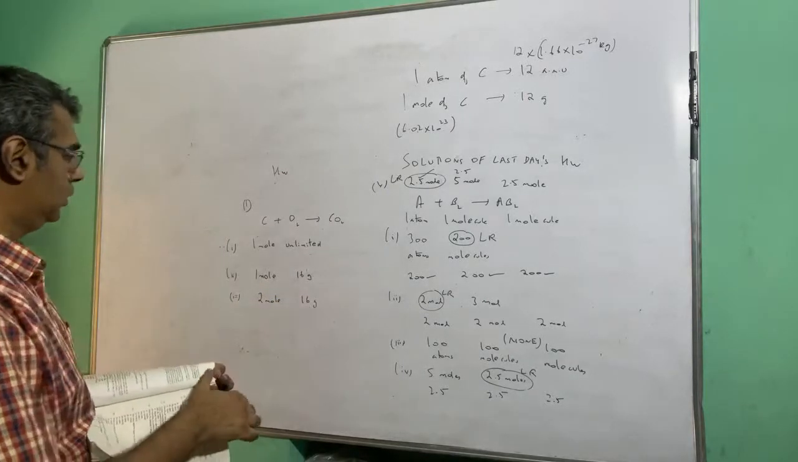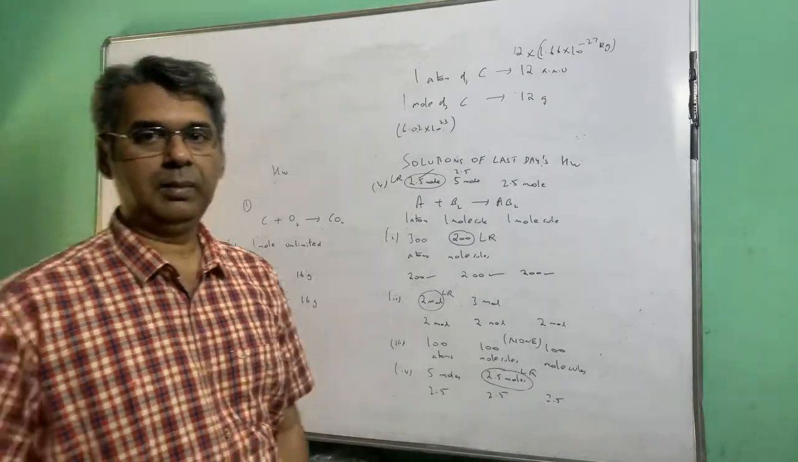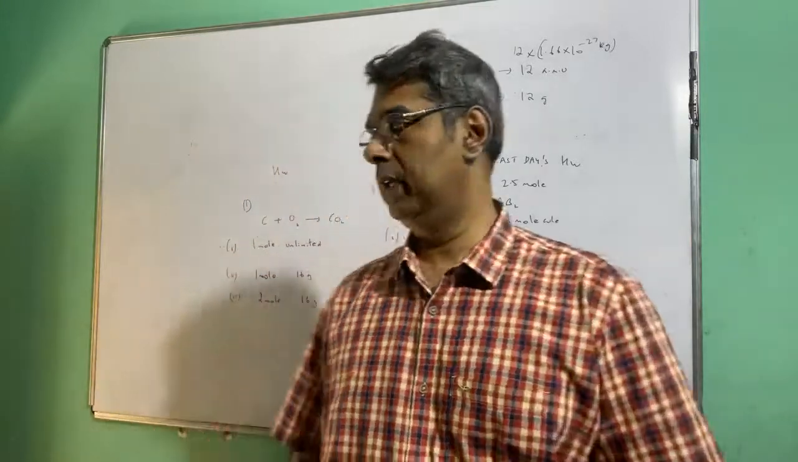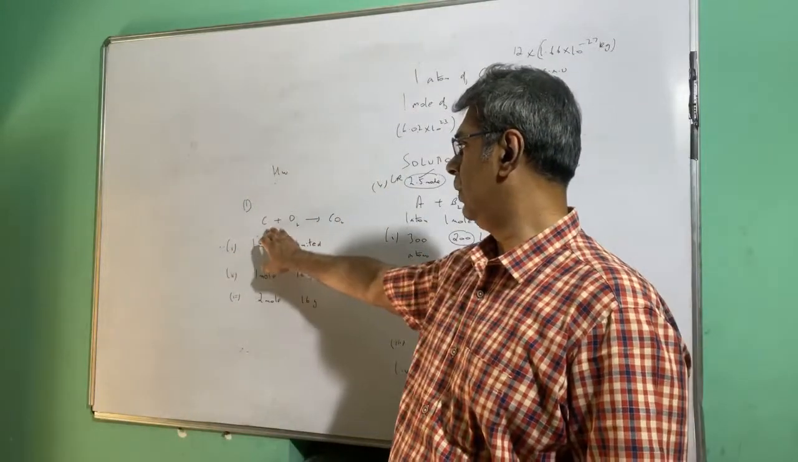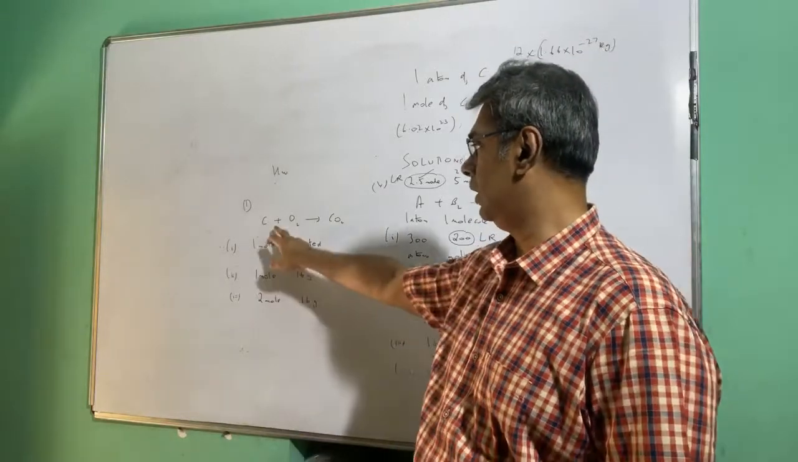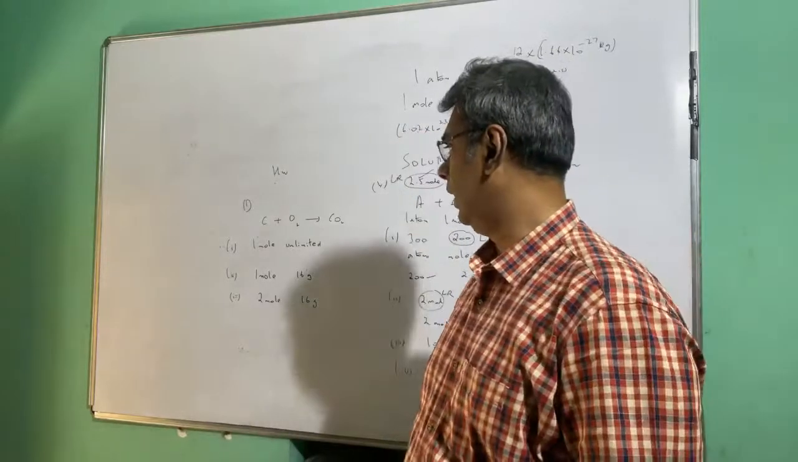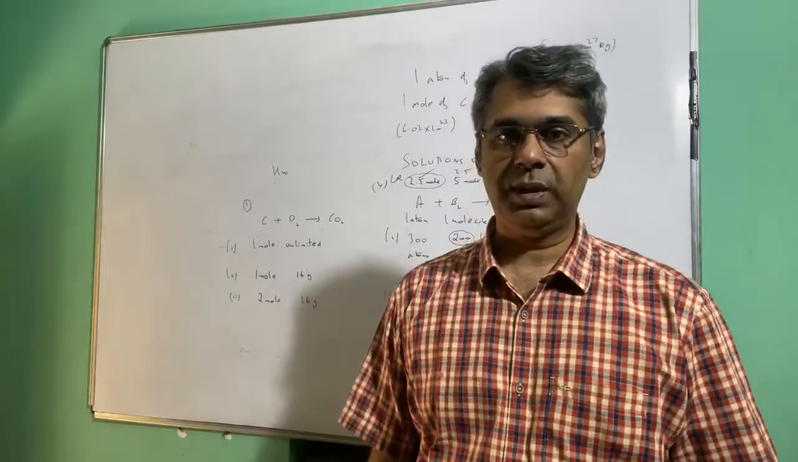Now we come to the first homework question. This time I will be giving two homework questions. The first homework question: carbon plus oxygen gives CO2. This is a reaction, C plus O2 gives CO2. In this reaction, there are three situations given.